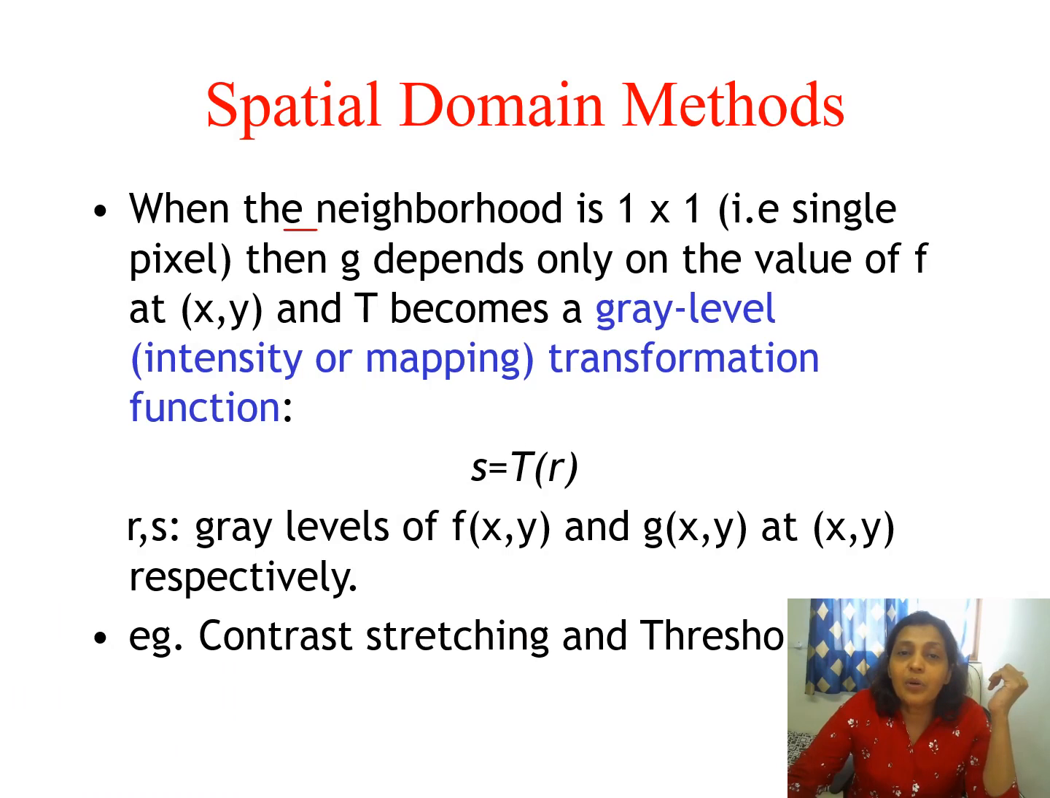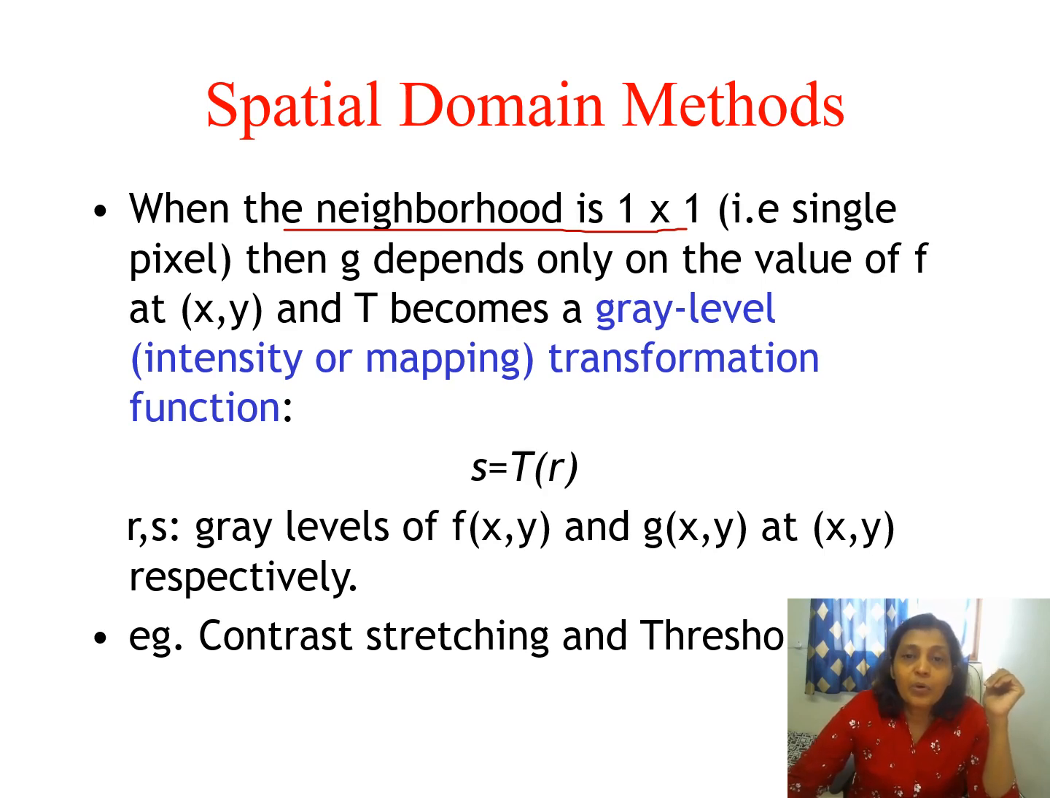When the neighborhood is one by one, what does it mean? We are not considering the neighborhood at all. We are just considering a particular pixel. Basically in spatial domain there are two types of operations: point or pixel operation and neighborhood operation. Whenever I say point or pixel operation, we are not going to consider the neighbors, and whenever I say neighborhood operation, we are going to consider all the 8 neighbors of a particular pixel. Initially we will start with point operations.